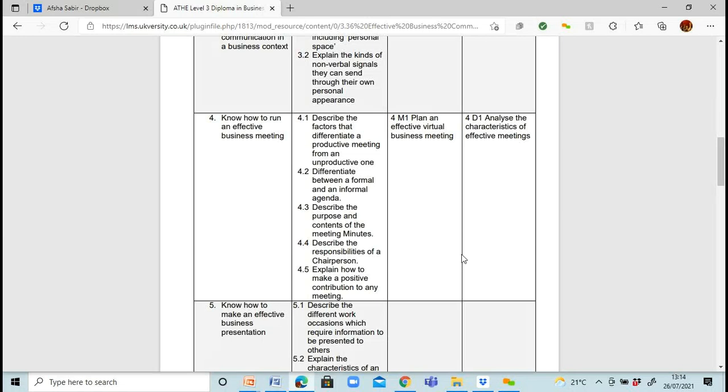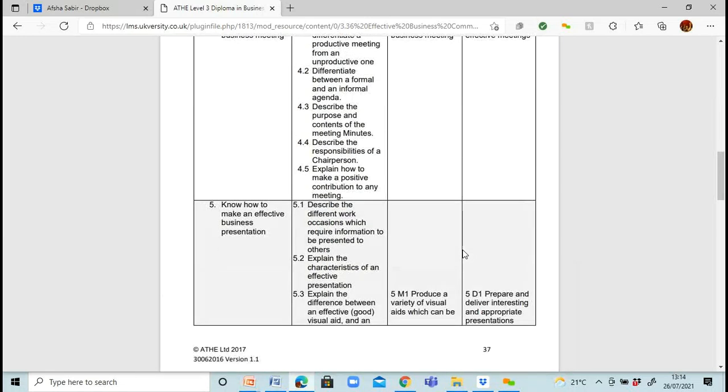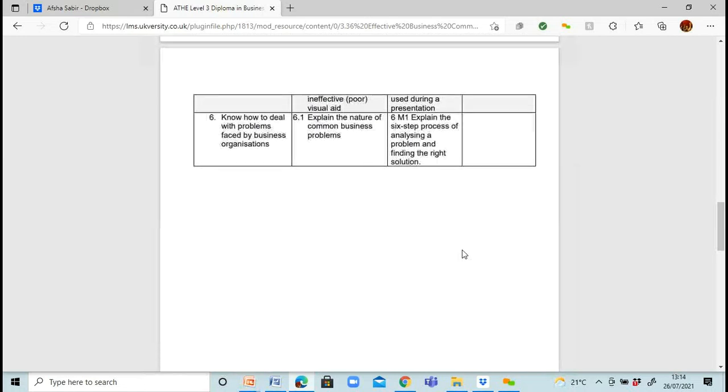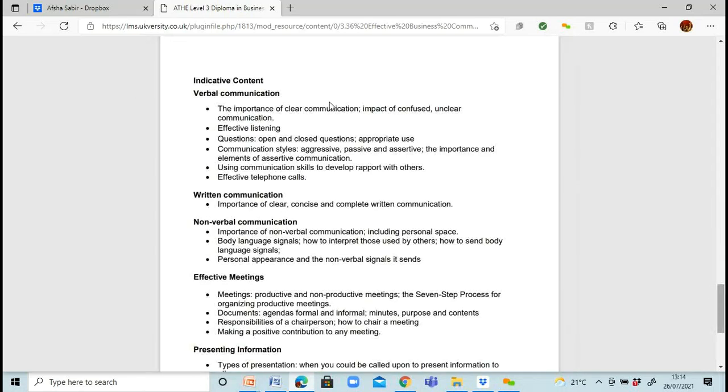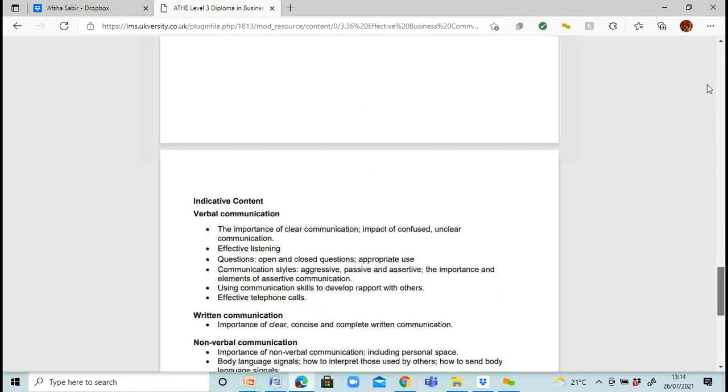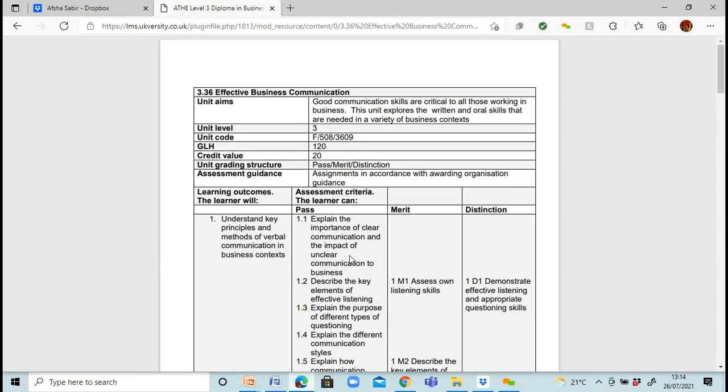Learning outcome 4, know how to run an effective business meeting. Number 5, know how to make an effective presentation. And number 6 is know how to deal with problems faced by organizations. And again, we've got that indicative content at the bottom where it just tells you what each section should have in. So it's always good to just double check when you're doing your work. Now back to learning outcome 1.